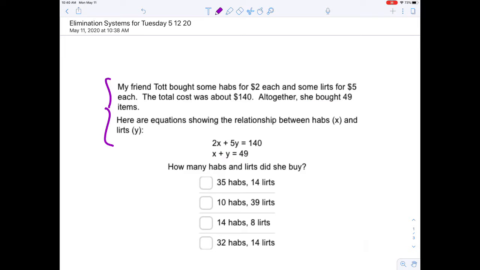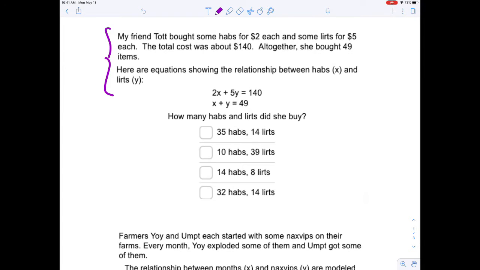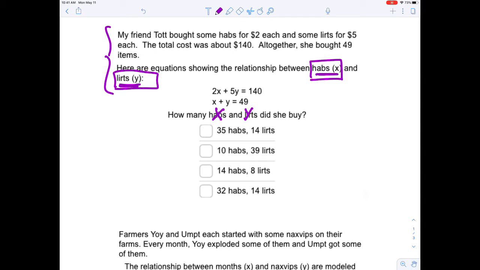We're going to do more with that in a future lesson, but for right now, let's move on. The other thing that I want you to see is that HABs, X, and alerts, why they use these wacky words like habs and alerts and umps and yoys, but ultimately all we really need to do is focus on the fact that the habs in this example would be X or the alerts would be Y. So down here when we ask about how many habs and alerts, we could, if we really wanted to, just say how many X's and how many Y's did we buy? So just keep that in mind whenever you're figuring out each item.